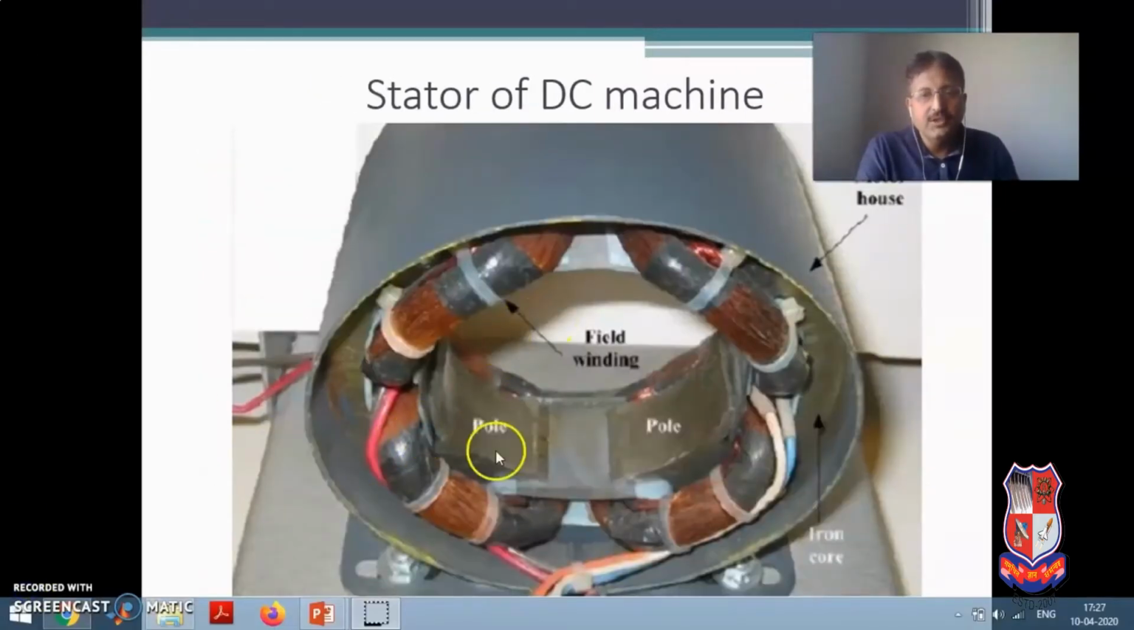Now this is actually the stator of the DC machine. As you can see, this is the laminated pole shoe, which is visible here, and the pole body is surrounded by the field winding. So this is the stator of a DC machine.